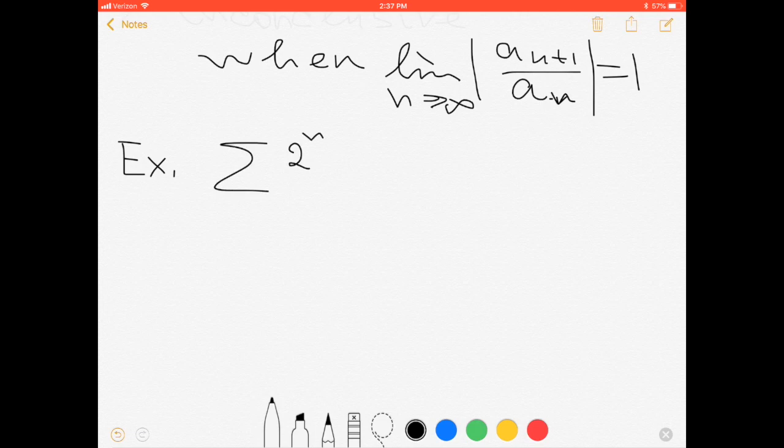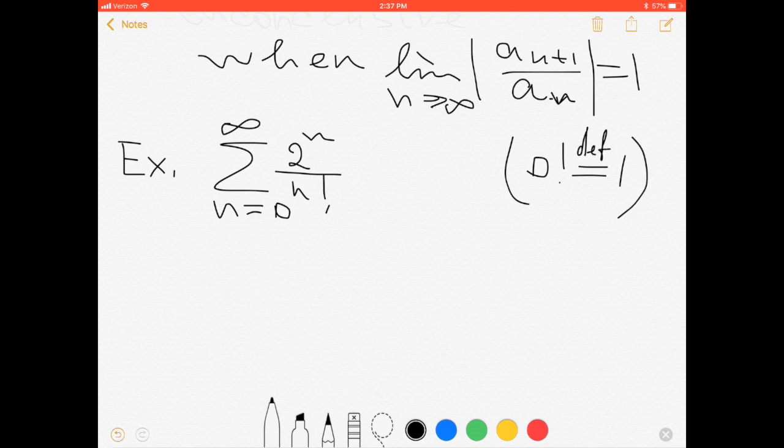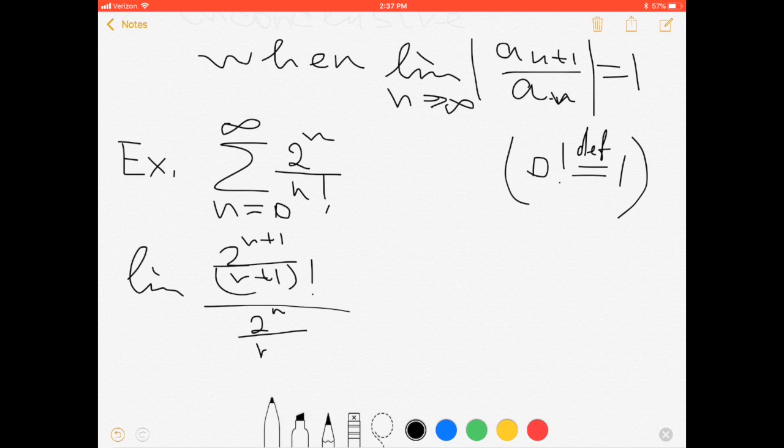Series is 2 power n over n factorial, n from 0 to infinity. Remember please, 0 factorial is by definition equal 1. This means 0 factorial is non-zero. Okay. Try use ratio test and we have limit 2 to the power n plus 1 over n plus 1 factorial over 2 to the power n over n factorial and n approach to infinity.